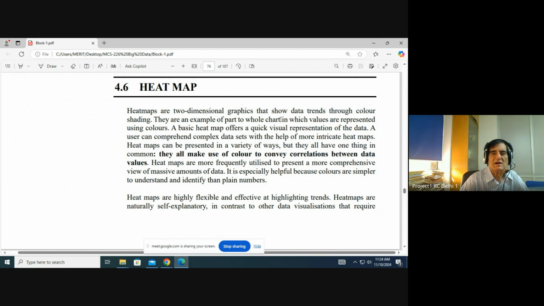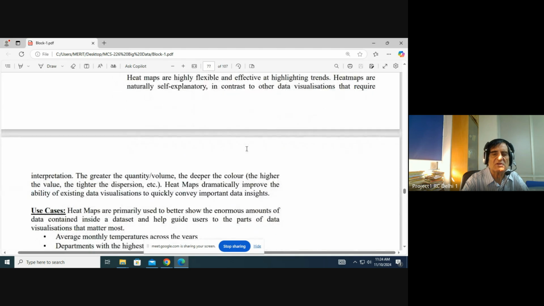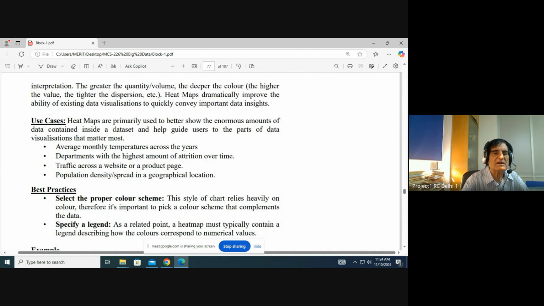two-dimensional graphics that show data trends through color shading. They are an example of a part-of-a-whole chart in which values are represented using color. They all make use of color to convey correlation between data values. So that's a use case. Heat maps are primarily used to better show the enormous amount of data contained inside a data set and help guide the user to the part of the data visualization that matters most.